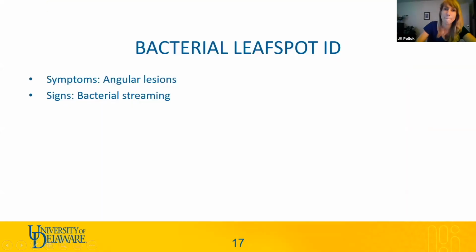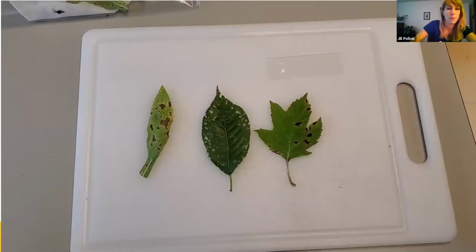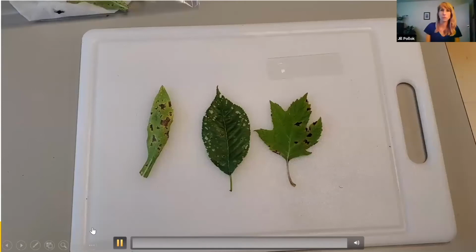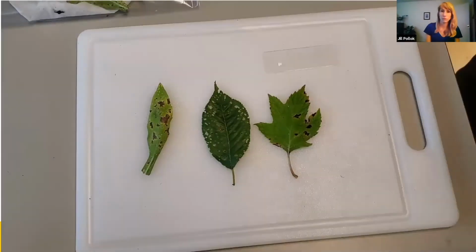So now I have a video about bacterial leaf spot ID. So bacterial leaf spots, if you're unsure if you have fungal or bacterial leaf spots, check if they look more circular or angular. If they're very angular in appearance, they're probably bacterial. And I look for bacterial streaming under a microscope, and watch the video. So I'm going to show how I diagnose the difference between a fungal leaf spot and a bacterial leaf spot.